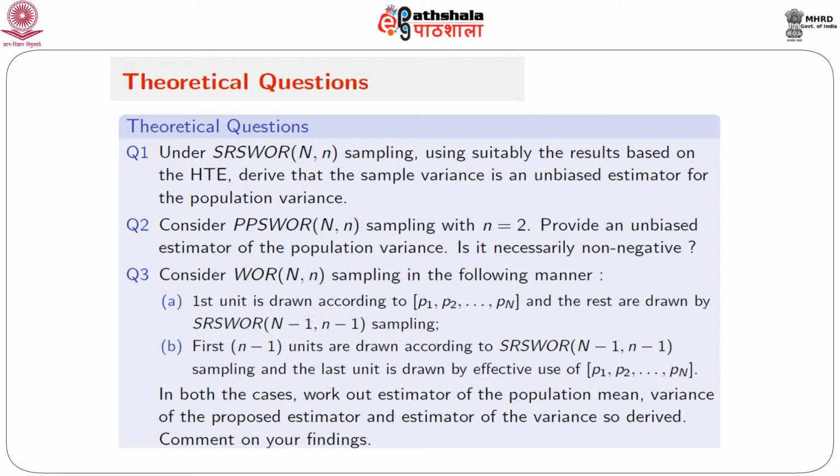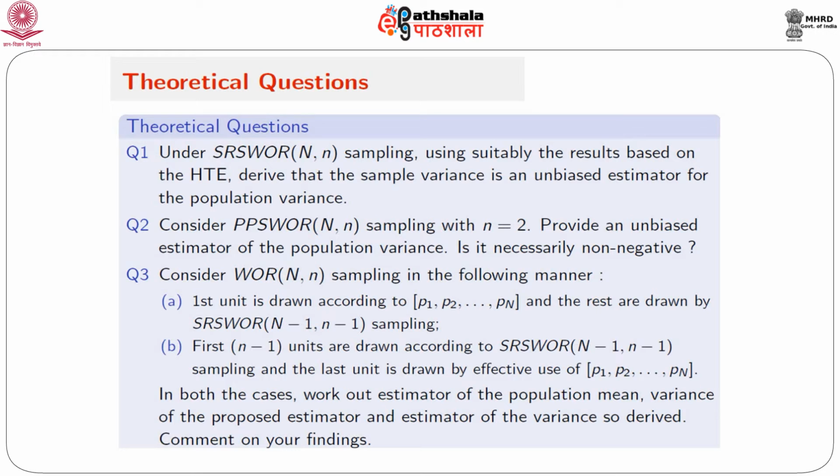In both the cases, work out the estimator of the population mean, the variance of the proposed estimator, and the estimator of the variance so derived, and comment on your findings. Very interesting. So eventually you are talking about computation of pi i, pi j, pi ij, and verifying that inequality, whether pi i pi j is greater than or equal to pi ij, which is greater than 0. Okay? You are landing essentially on that problem.